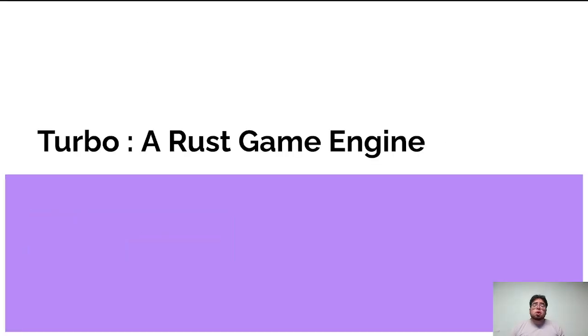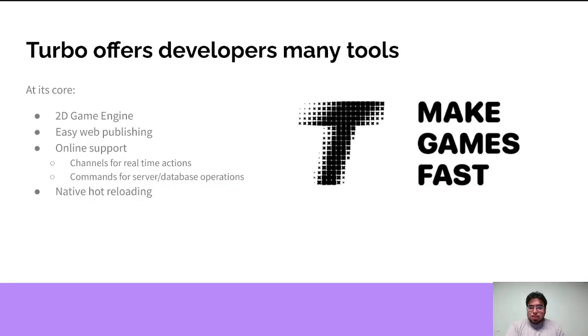That brings me to Turbo, a Rust-based game engine. At its core, it offers developers many tools. It is a 2D game engine. It allows for easy web publishing. So if you wanted to make a game and release it on itch, when you export with Turbo, they'll provide you a www folder, zip that, upload it to itch, you're good to go.